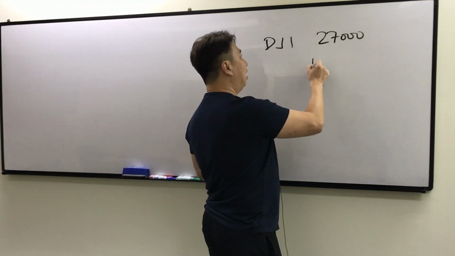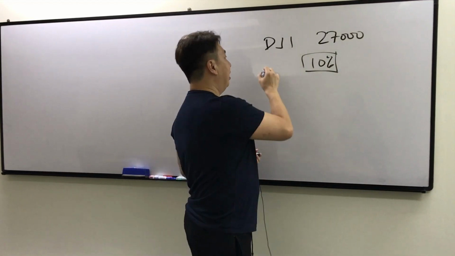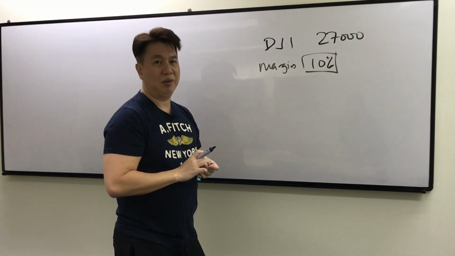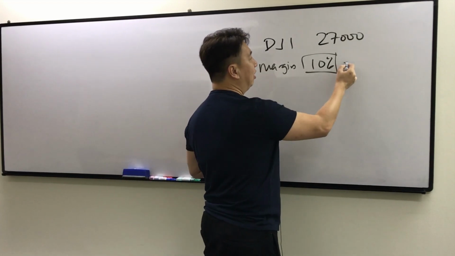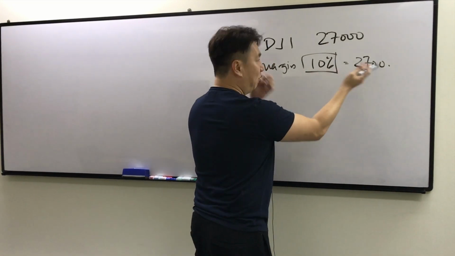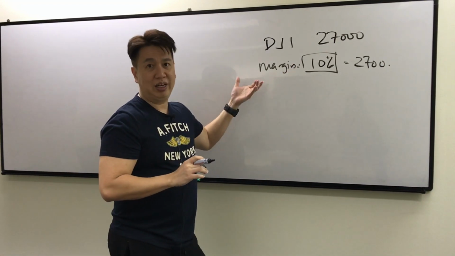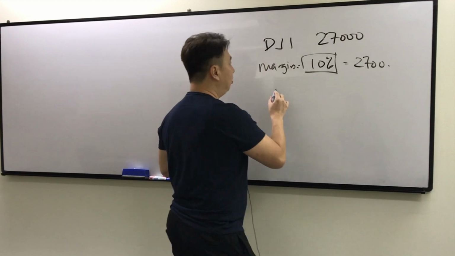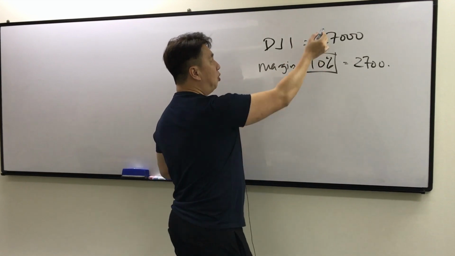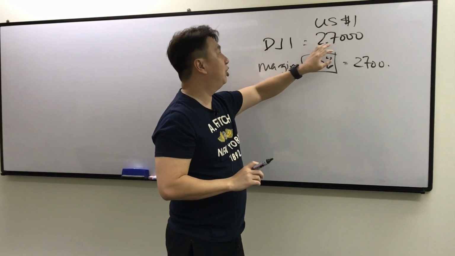Let's say, for example, it is 10%. Some will be even lesser than that, like 5%, as the required margin. You need to put up a margin for this capital. So if it's 10%, that will be equal to $2,700. If it's 5%, that will be half of that. This is what we call the margin requirement. They will also tell you what each point is worth. In this case, because Dow Jones is 27,000, each point is usually worth $1. So it is $1 for each point.